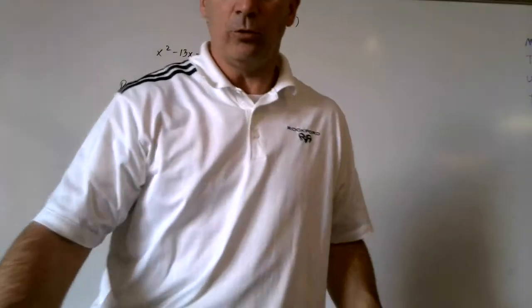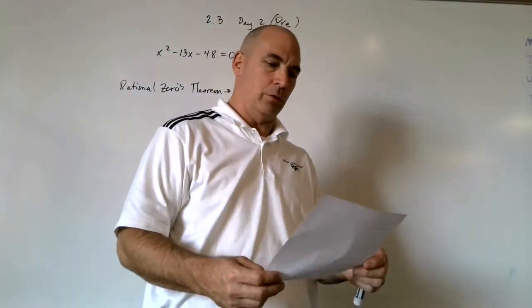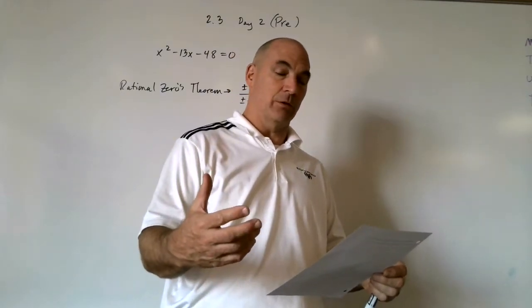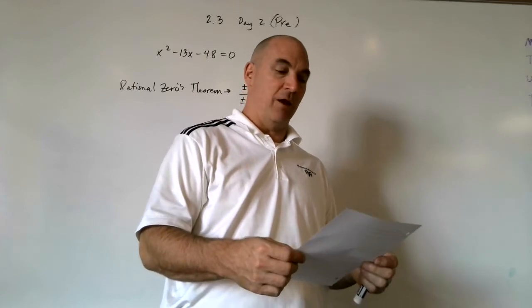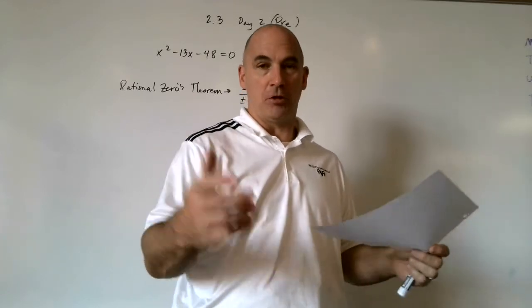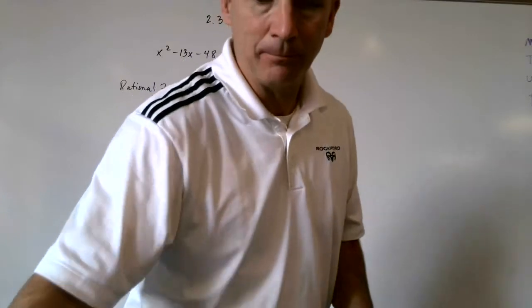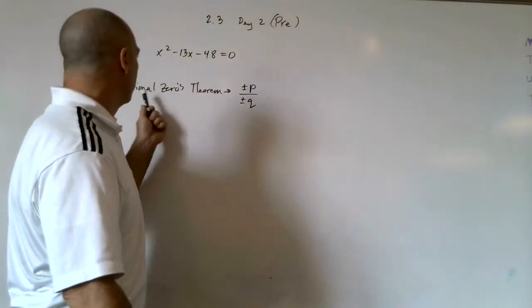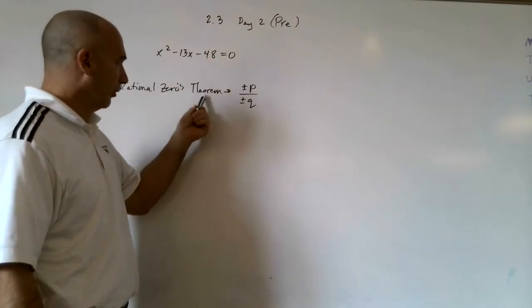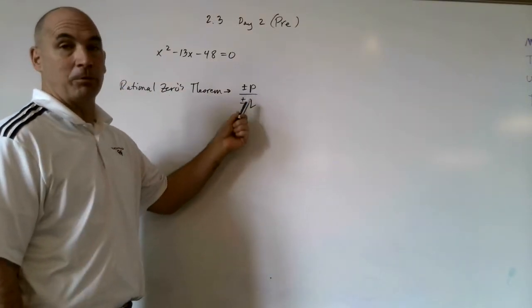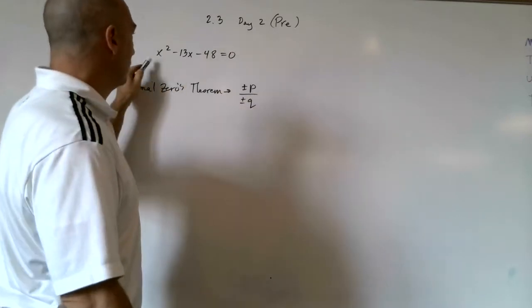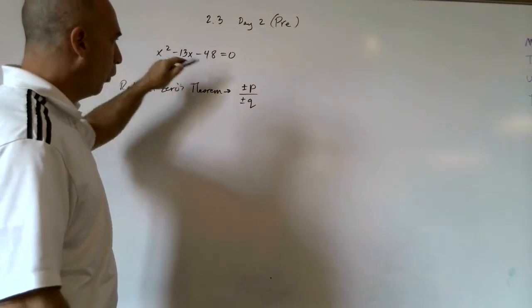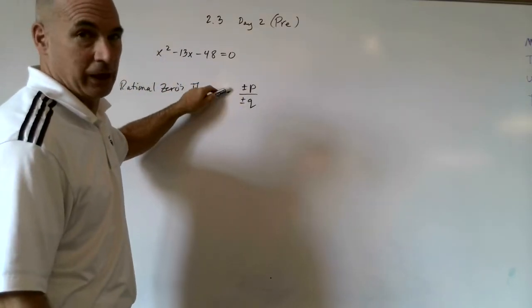Okay, we are into section 2.3, day 2, and it's called real zeros, in other words, no imaginaries, of polynomial functions. So with that being said, I'm going to introduce you to this crazy little theorem called the rational zeros theorem. All it is is plus or minus p over q. And I'm going to use this little trinomial to help you understand what this is for, okay?